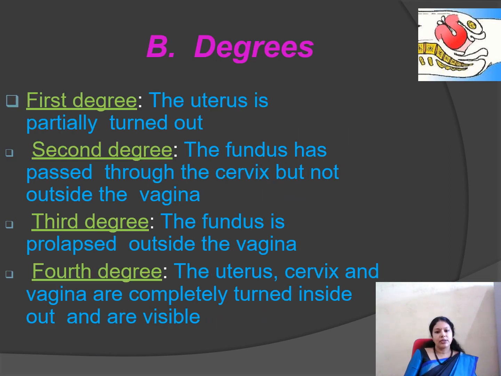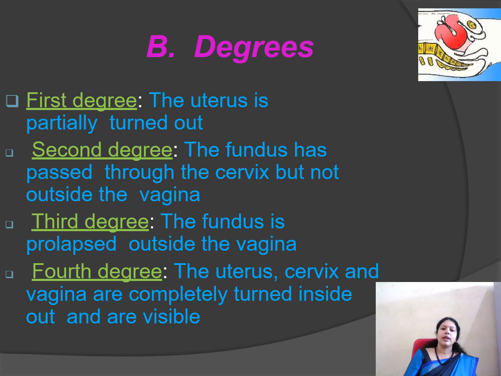Next, on the basis of the degree, we can classify the inversion into 4 degrees: first degree, second degree, third degree, and fourth degree. First degree inversion means the uterus is partially turned out. Only the upper portion of the uterus, the fundus, will get dimpled. Just a slight depression will occur.